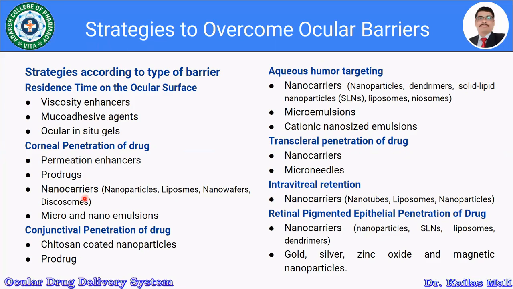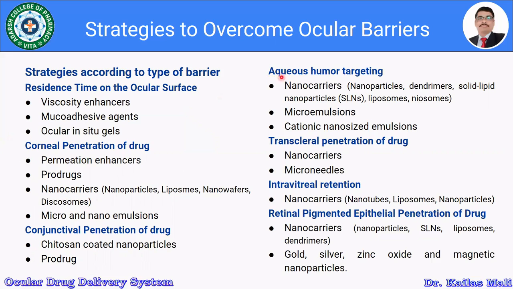Strategies to overcome the ocular barriers are further classified according to the target tissue or barrier. To increase the residence time on the ocular surface, we use viscosity enhancers, mucoadhesive agents, or ocular in situ gels. To target the cornea, it is possible to use permeation enhancers, the prodrug approach, nanocarriers, or micro or nano emulsions. For conjunctival targeting, we can use chitosan-coated nanoparticles or the prodrug approach.